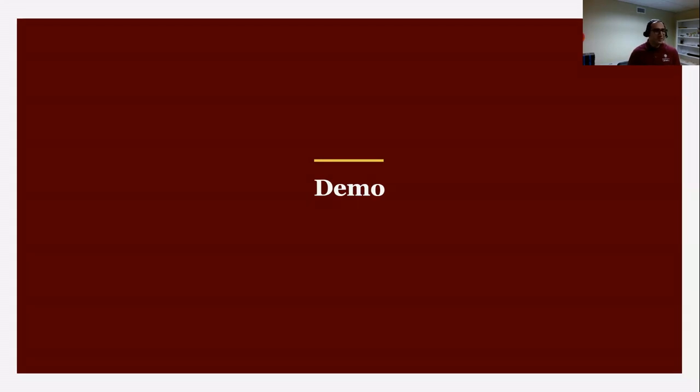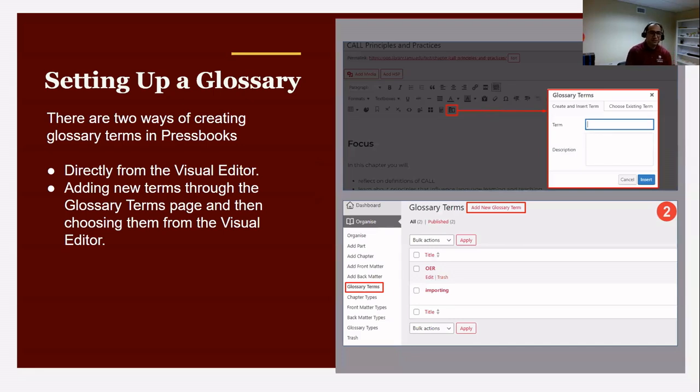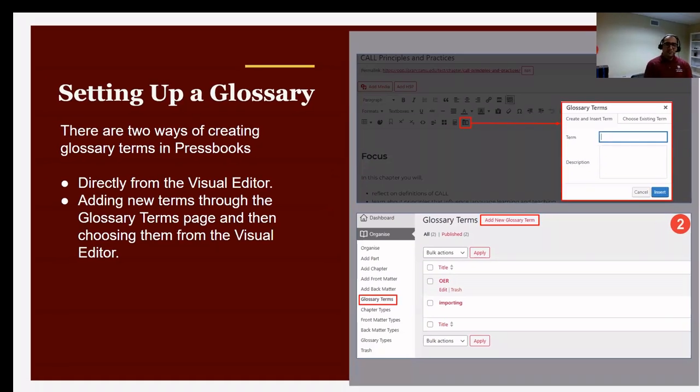Pressbooks. So basically, there are two ways of creating glossary terms in Pressbooks. The first way would be to add the glossary terms directly from the visual editor as depicted in picture number 1 on this slide. And the second way would be to create the glossary terms through the glossary terms page and then choose them when adding the glossary terms to the text. We'll go over both processes in a moment.